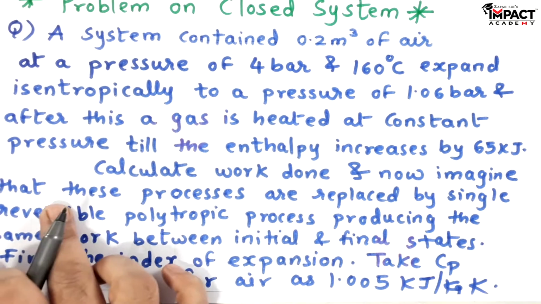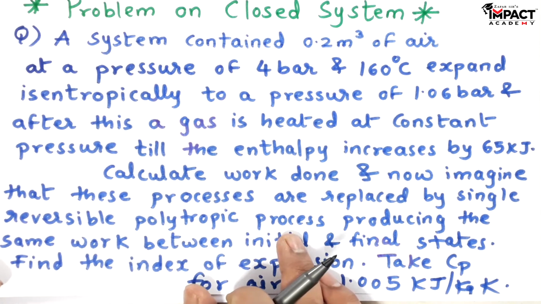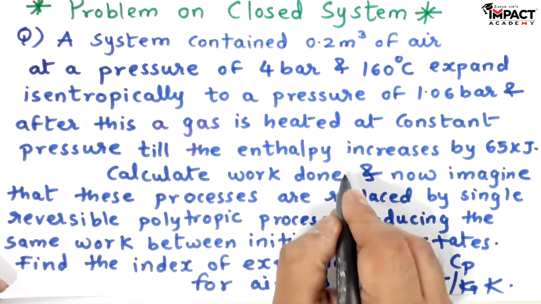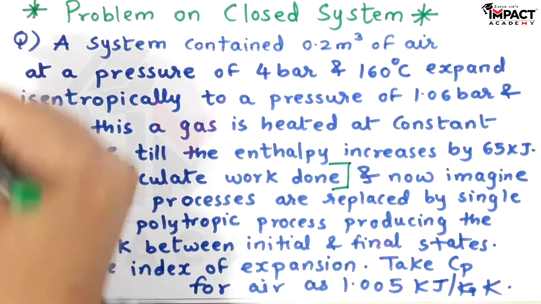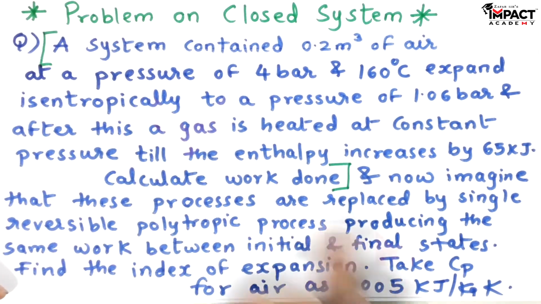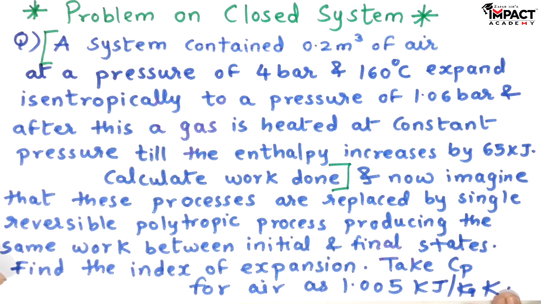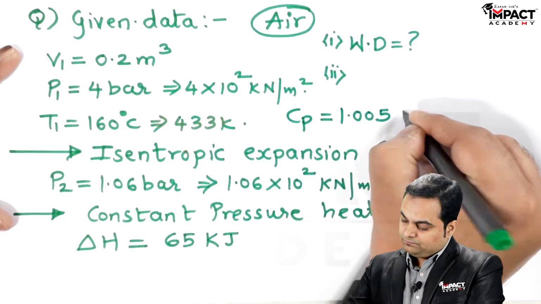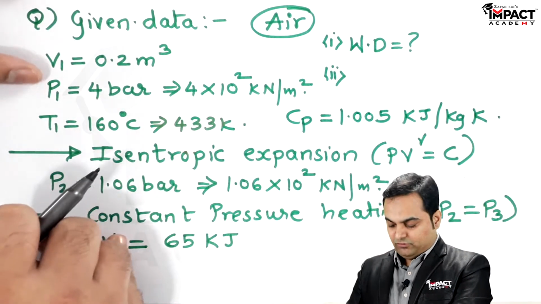Then it is said, and now imagine that these processes are replaced by a single reversible polytropic process. So that is another part of the question. So at first I am going to solve only up to this work done, and the remaining part we can solve as the other part of the question. And in the end they have given Cp for air is 1.005 kilojoule per kg Kelvin, that is specific heat at constant pressure. Second part I am going to solve. Now starting with the first part, we have to find out the amount of work done.